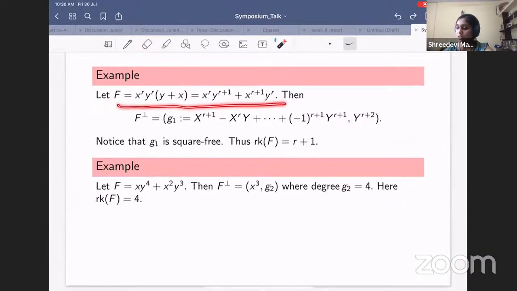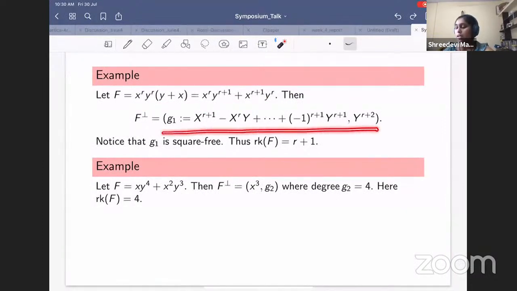Suppose you take this binomial, then the perp ideal looks like this. It is easy to see that y^r plus 2 kills this binomial, but it is not easy to check that this in fact is in the perp ideal. And in fact, this G1 is of smaller degree than this one, and here one can easily check that this is in fact a square free polynomial in the f-perp, and hence the rank of f in this case is r plus 1. So even if you know the rank of each monomial, the rank of the binomial is different from the rank of each monomial.